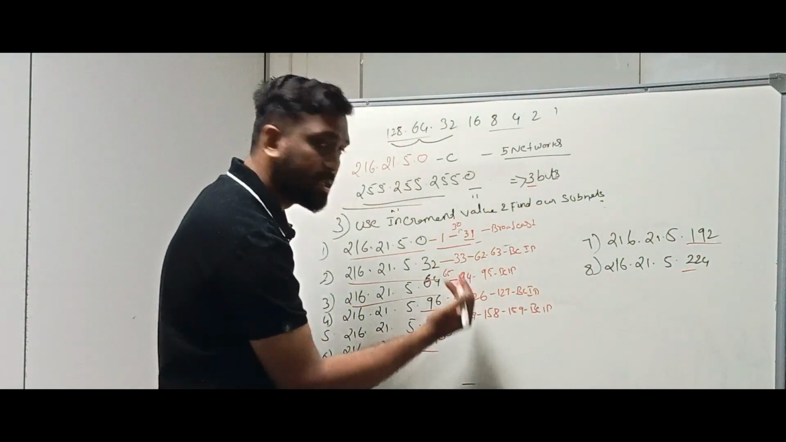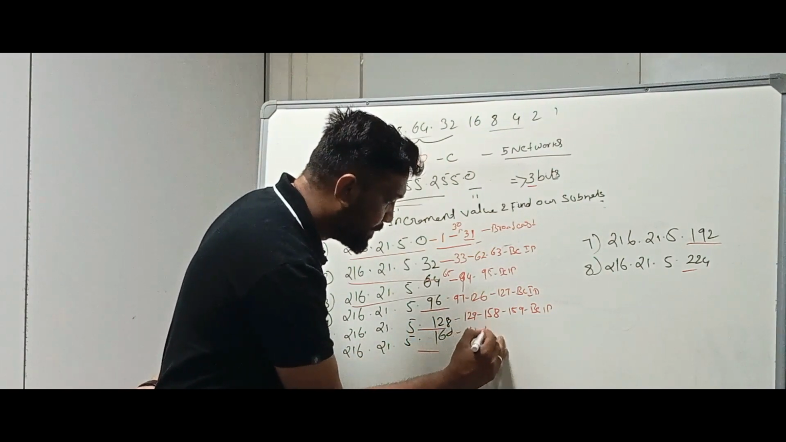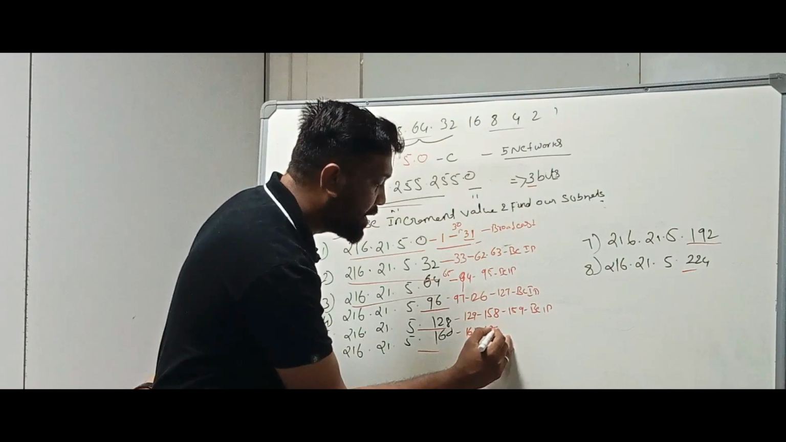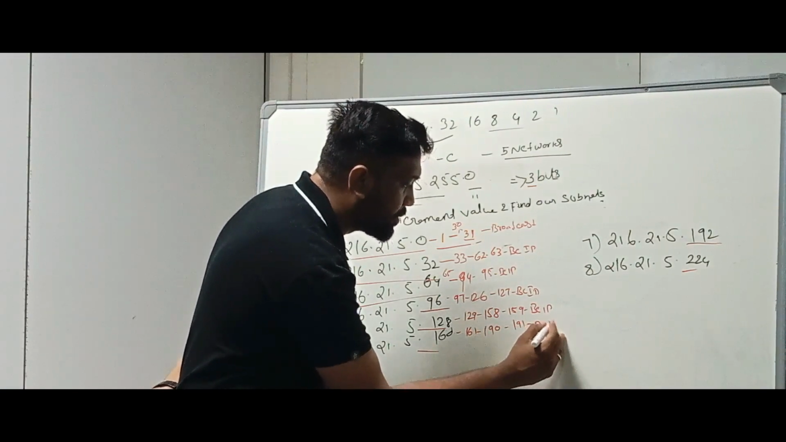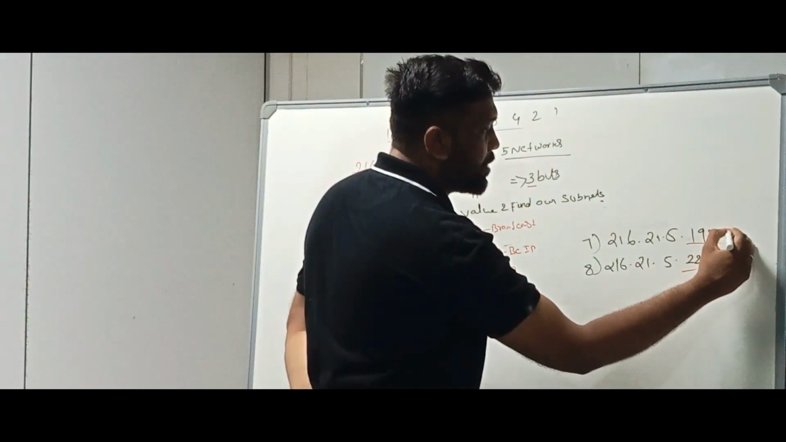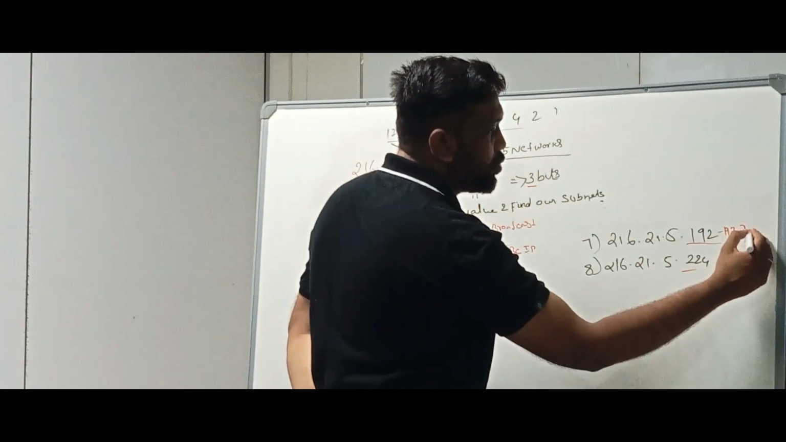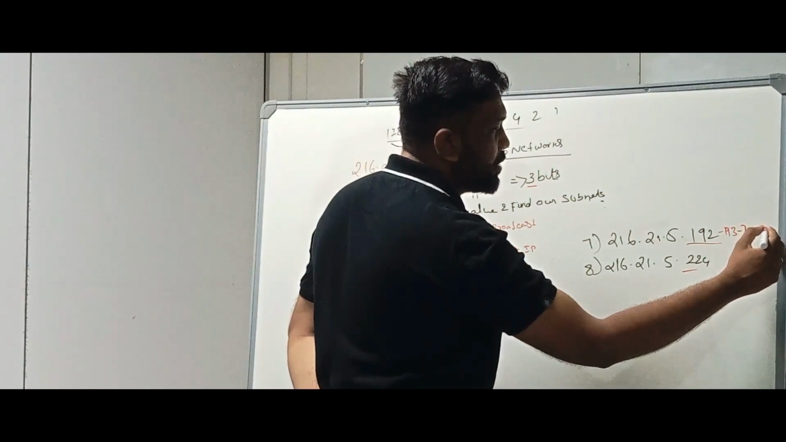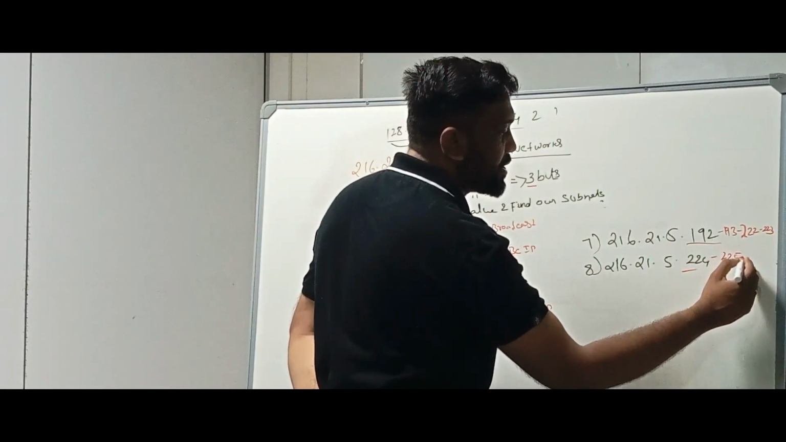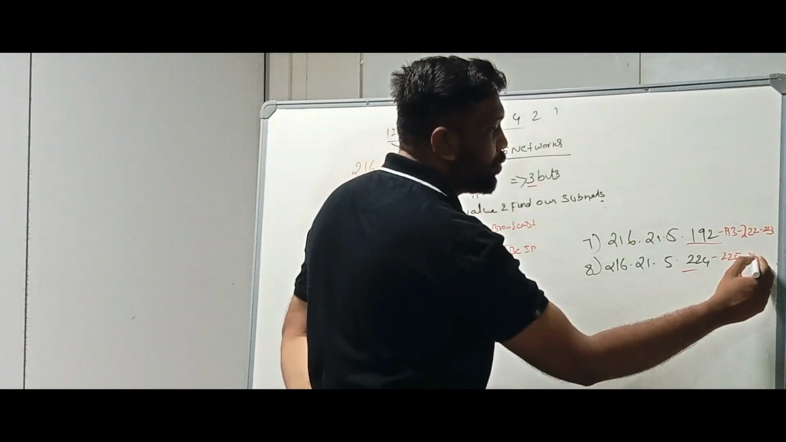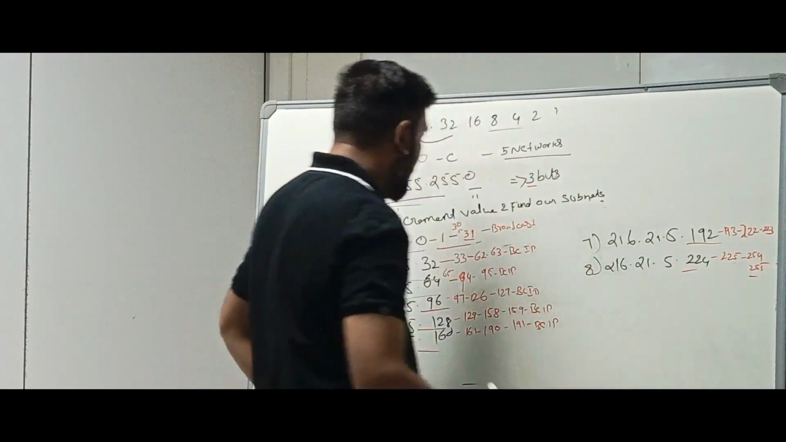See, there is no space in the board. That's why I am cutting short and writing it. And then 161 is a starting IP, 190 is an ending IP, and then 191 is a broadcast IP for this network. Same fashion, 193 is a starting IP, and then 222 is a last IP, and then 223 is a broadcast IP. Here too, 225 is a starting IP, and ending IP is 254, and then 255 is a broadcast IP.